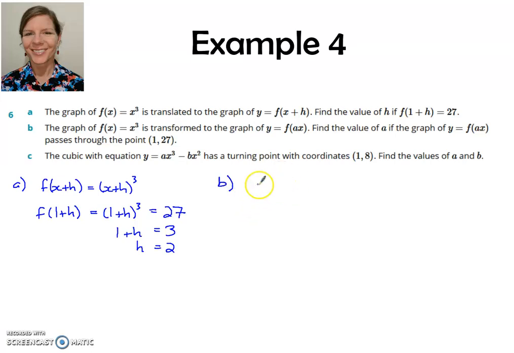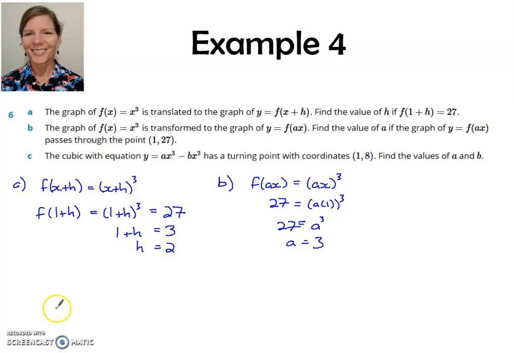We've got f of ax now. So if the graph passes through the point (1, 27), what that means is we've got f of ax is equal to ax cubed. Now this is saying we're going to go through that point (1, 27). So this is 27, the y value, when the x value is 1. So that's like a times 1 cubed. So what we've got is 27 equals a cubed. Therefore, a is 3.